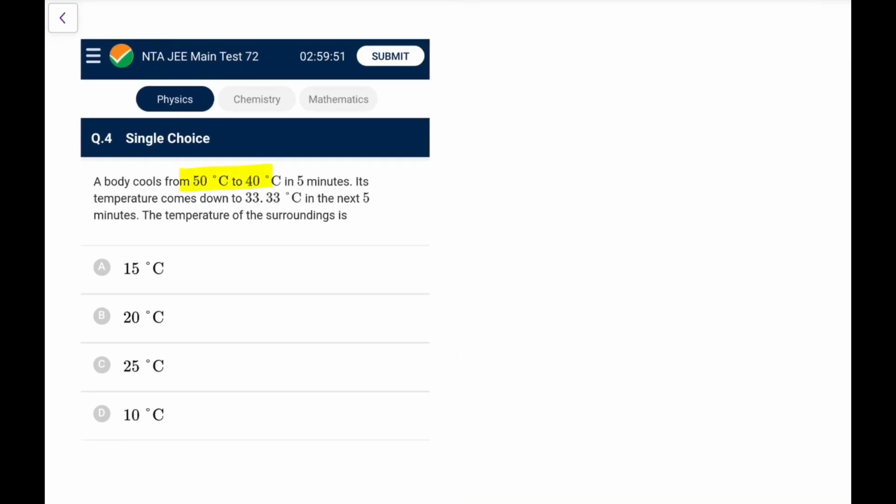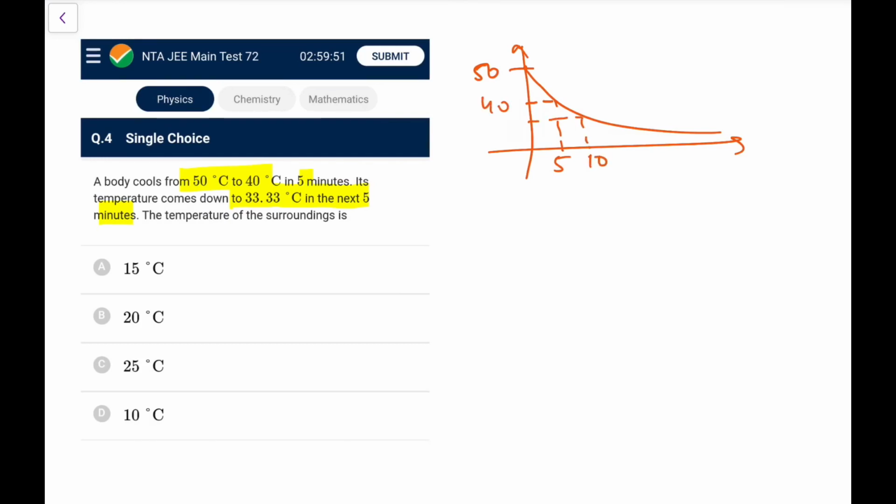Next, body cools from 50 to 40 in 5 minutes. Temperature comes down to 33.33 in next 5 minutes. What is the temperature of the surroundings? So going by this, this is the standard Newton's law of cooling problem. This is 50 to 40 in 5 minutes. And then 40 to 33.3 in next 5, that is in total 10 minutes. What you can write? First of all, writing equation between these two and then between these two.